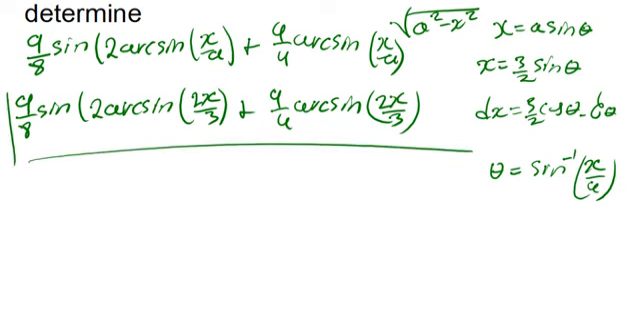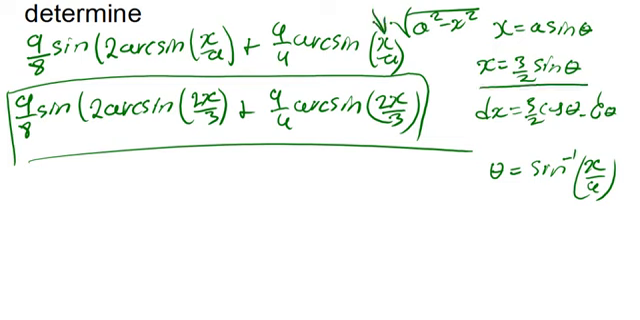I was supposed to replace directly here, using that theta is equal to sine inverse of 2x over 3. And this is what we end up with as our integral, and that's how you go about it.